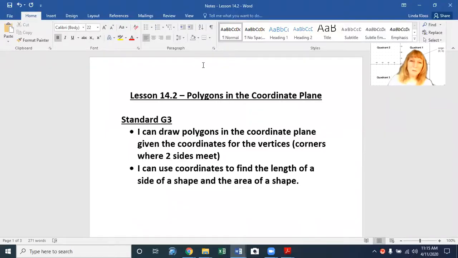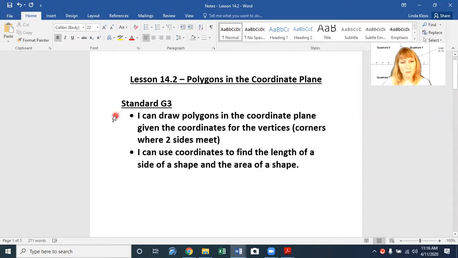Okay, before we start on page 407, I wanted to give you a few notes. First of all, we will be covering standard G3. I can draw polygons in the coordinate plane given the coordinates for the vertices. What is a vertice? That is the corners where two sides meet. So basically the corners of the shape. And I can use coordinates to find the length of a side of a shape and the area of the shape. All of this being done on the coordinate graphing plane.